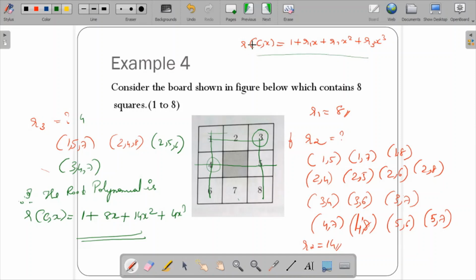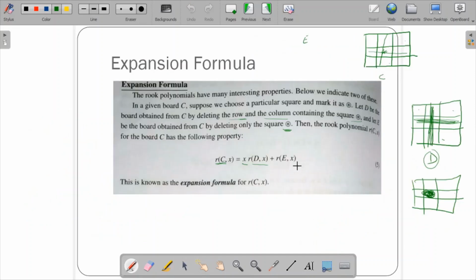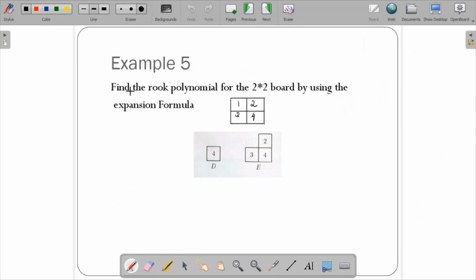Instead of C it is D of x, instead of C it is E of x. That same formula, but it's been divided into two boards. This is known as the expansion formula for R of C of x. Example 5 is based on finding the rook polynomial for a 2 cross 2 board by using the expansion formula.